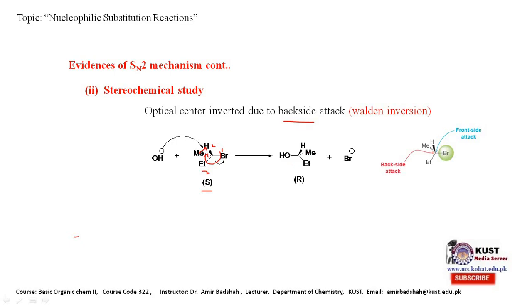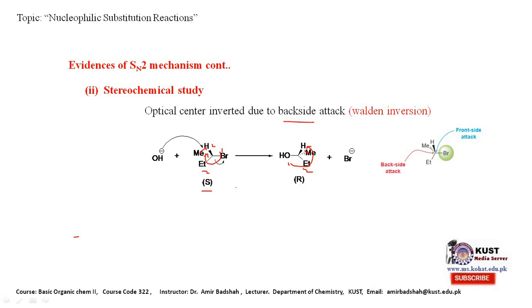If we change the position again, the first priority will be the OH group, the second priority the ethyl group, and the third priority the methyl. So it will go in this direction. It seems S, but actually we have changed the position of hydrogen and methyl, so it will be R.